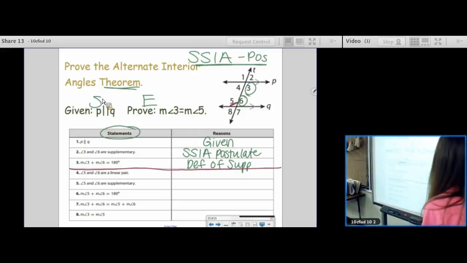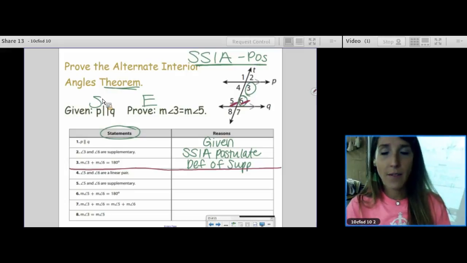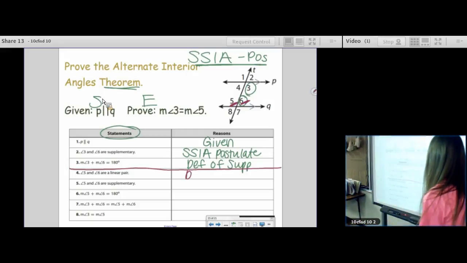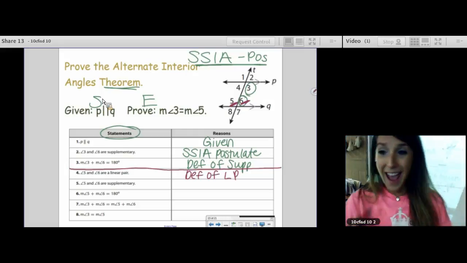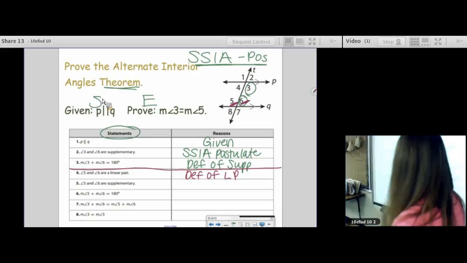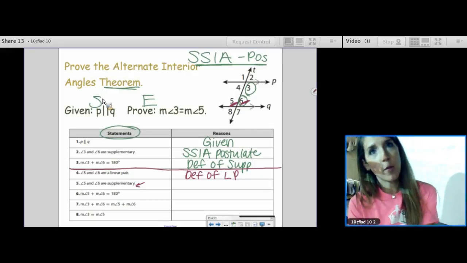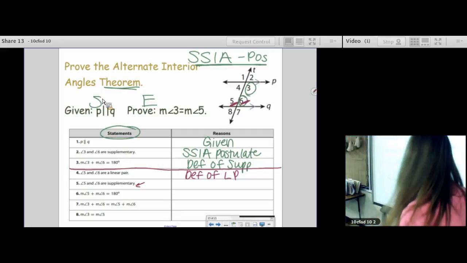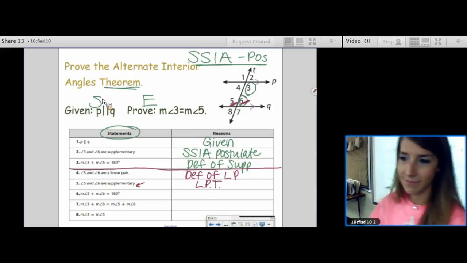Now I'm going to move on to a new pair of angles, 5 and 6. To say what I want to say about 5 and 6, I have to first say that they're a linear pair. I have to say the vocab word. Why are they a linear pair? They're a linear pair because of the definition of what a linear pair is. Now that I know they're a linear pair, now I want to say that they're supplementary. If two angles form a linear pair, then they are supplementary. That's a theorem. That's the linear pair theorem, the LPT.